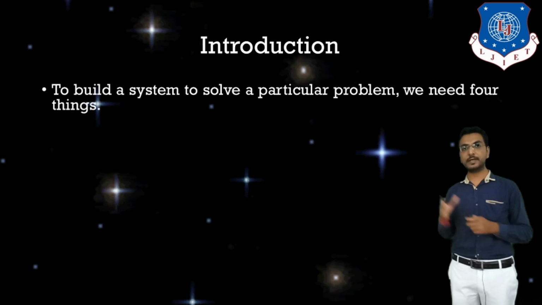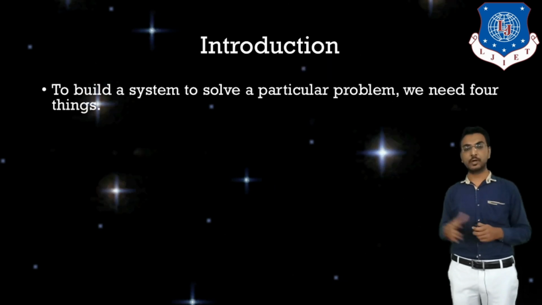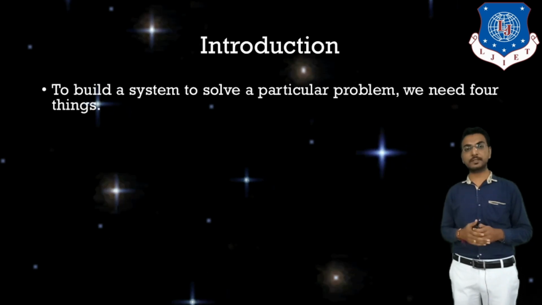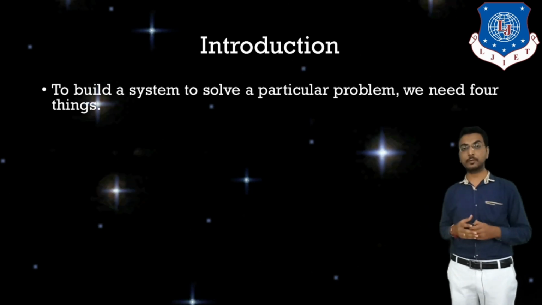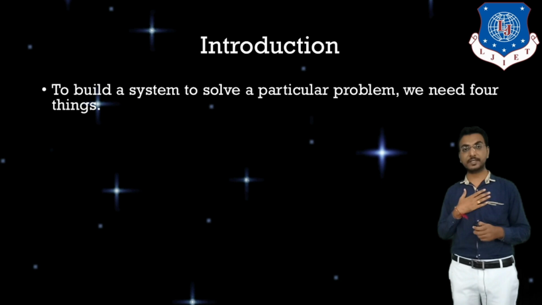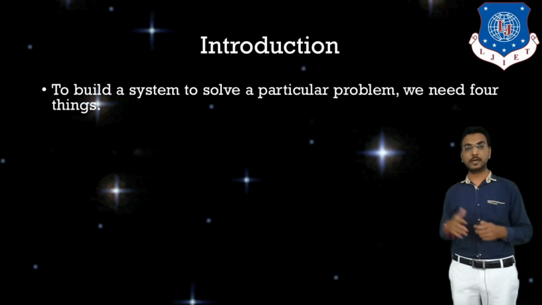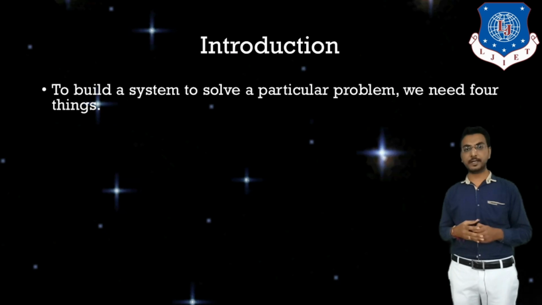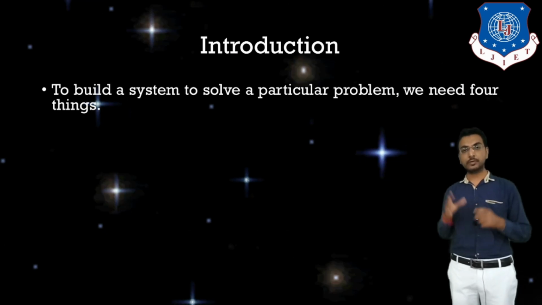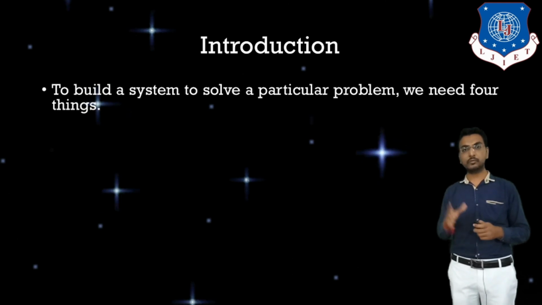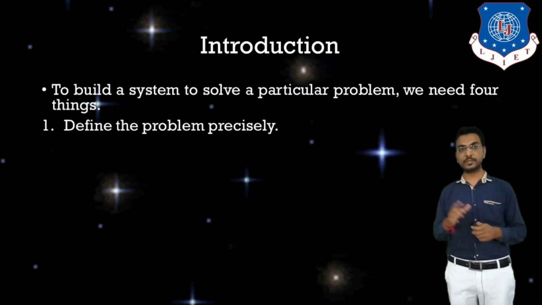To build an artificial intelligence system, what should we study first of all? The first thing that we will study is what a problem is. For example, if we want to play a chess game, that will be considered a problem. If we want to play tic-tac-toe, it will also be considered a problem. To solve a particular problem in artificial intelligence, we should consider these four steps.